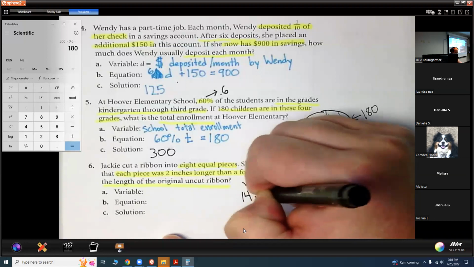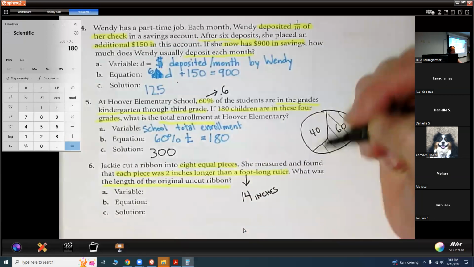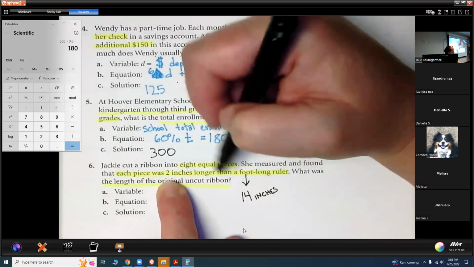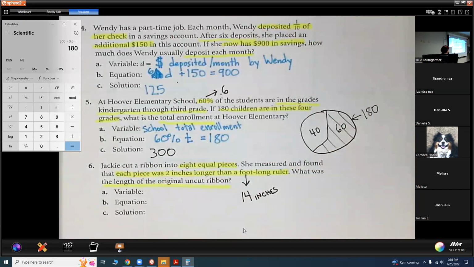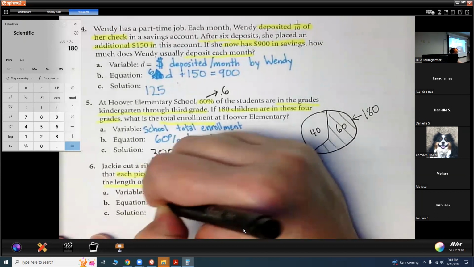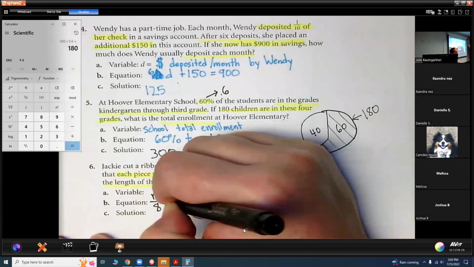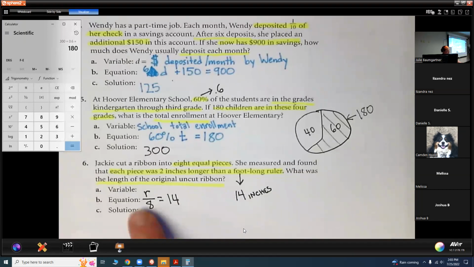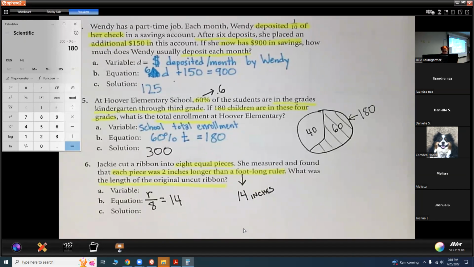That's the second step here. It's not too painful. Did everyone recognize that each piece is 14 inches, and we have 8 total equal pieces of 14-inch ribbon? So what's the length of the original ribbon? 112. How did we get that? Exactly. We have our ribbon divided by 8 equals 14 inches, and so just multiply both sides by 8.